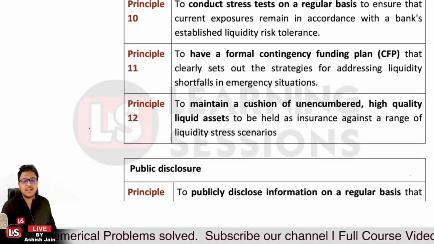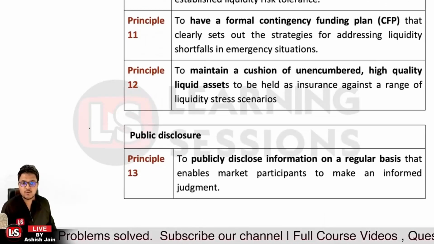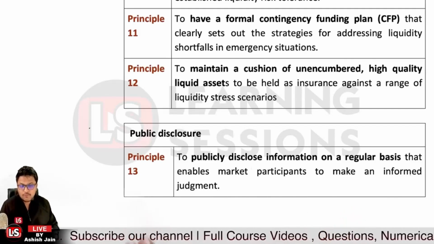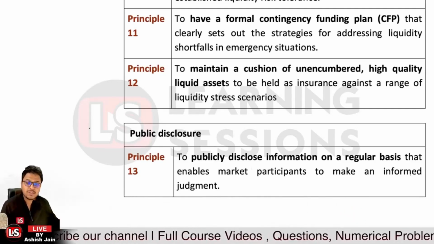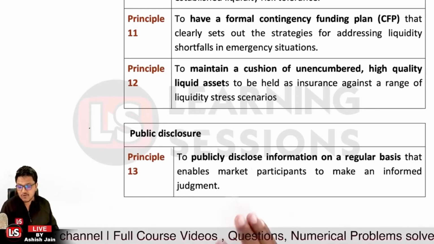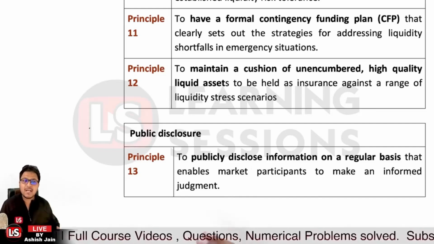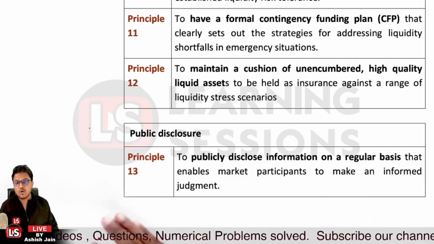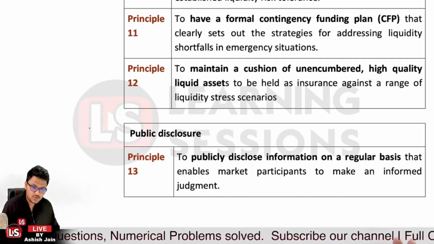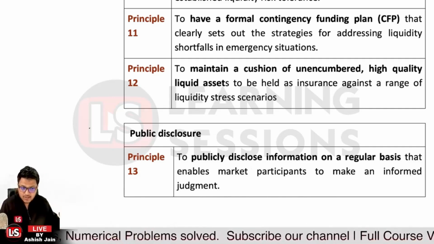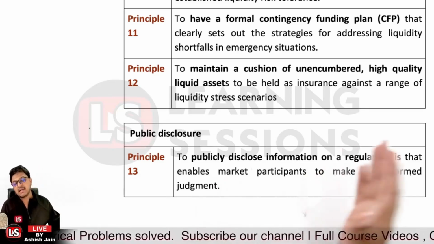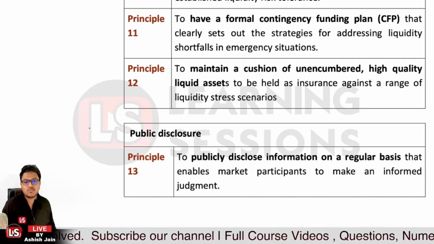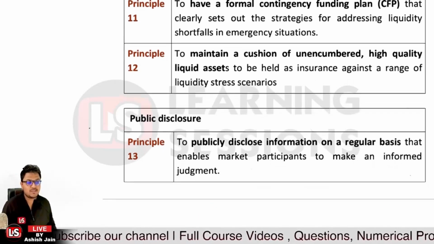Okay. The last but not the least, it's actually related to public disclosures. Principle 13 is related to public disclosures: the information related to liquidity must be available in the market, enabling the market participants to make an informed judgment. Because if the bank is out of liquidity, the bank is not going to be solvent, and that's something the depositors and participants must know about. So public disclosures must be there, and on a regular basis.